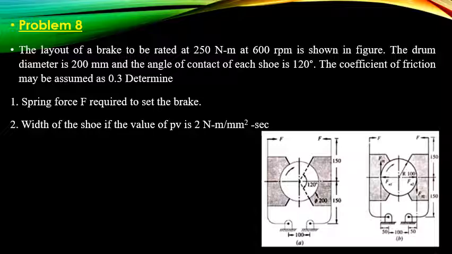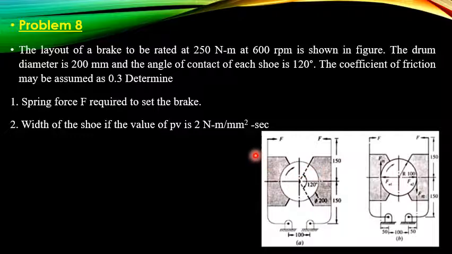So in this figure, we have been given a block brake. This is called a double block brake because it has two blocks or shoes using which the braking action is obtained. So it has two levers and two fulcrums on which the block is mounted.